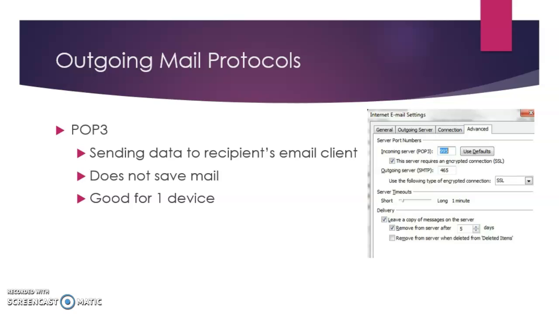So now I'll dive into the outgoing mail protocols, which are POP3 and IMAP. Starting out with POP3, POP3 is an abbreviation for Post Office Protocol 3. It receives mail from an SMTP server and holds it in the server until the user logs into their email client. POP3 does not save mail in the server, so once the user has opened their client on one device, then that email is downloaded to the device and is deleted from the server.